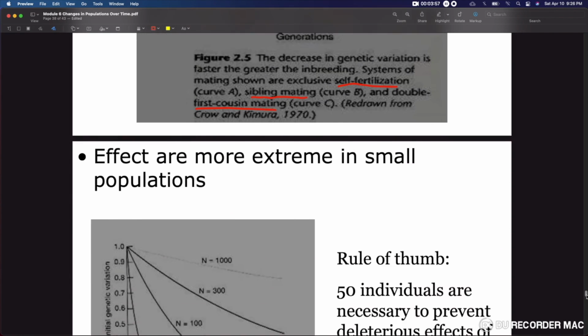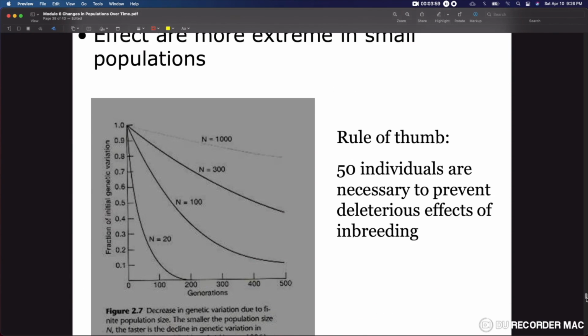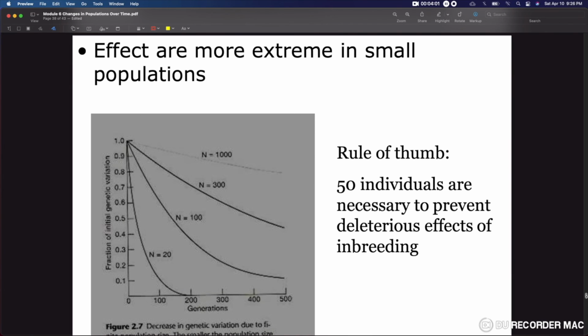Okay? And also, I want you to look at this figure right here. This is the rule of thumb, no? 50 individuals are necessary to prevent deleterious effects of inbreeding. 500 and up is required, di ba? 50 and 500 rule for successful conservation of that organism.